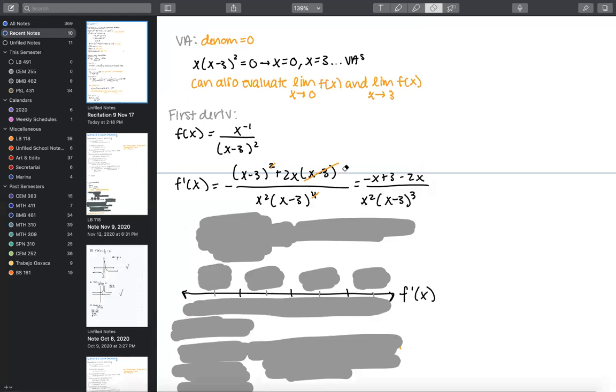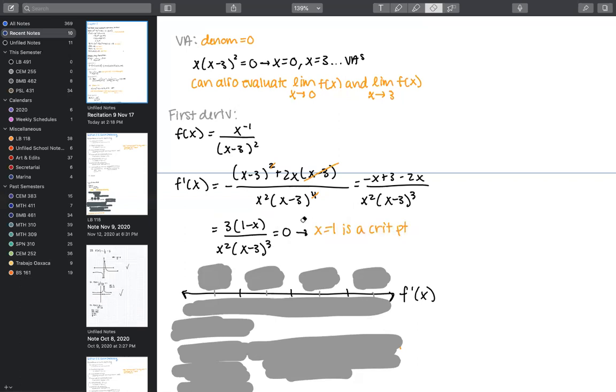And once we do that, we get negative x plus 3 minus 2x. And then the denominator is the same, except we now have this to the third power. And when we simplify this here, we get 3 times 1 minus x. Well, you could just do 3x minus 3, or 3 minus 3x, and simplify it the same way that I'm going to by setting 1 minus x equal to 0. You could set 3 minus 3x equal to 0 and get the same answer, no problem. And then we get that x equal to 1 is a critical point.